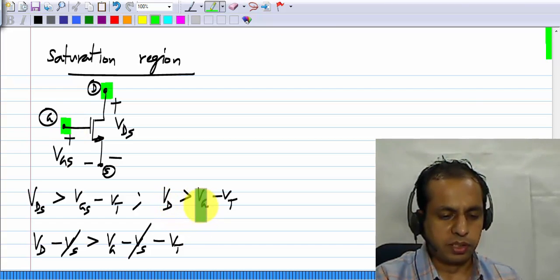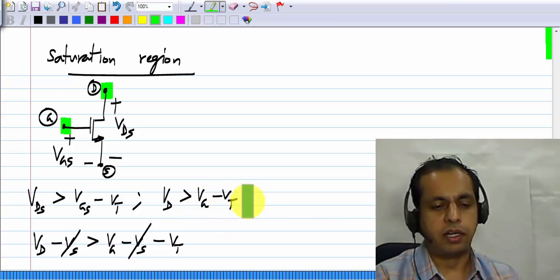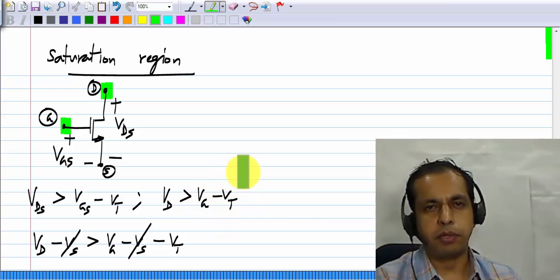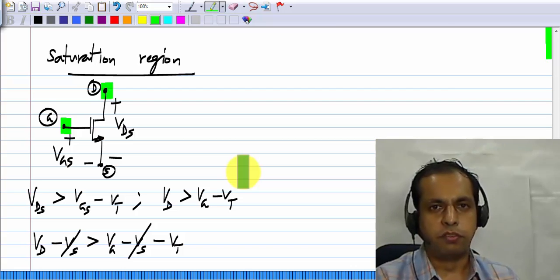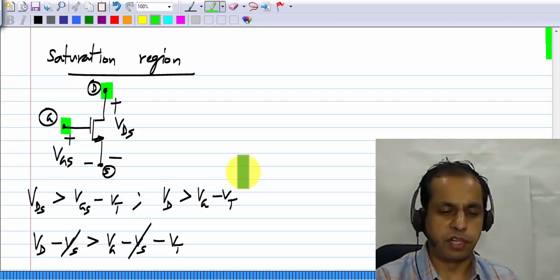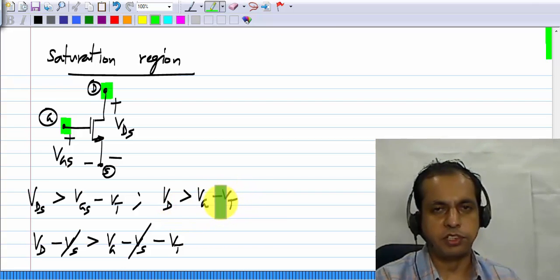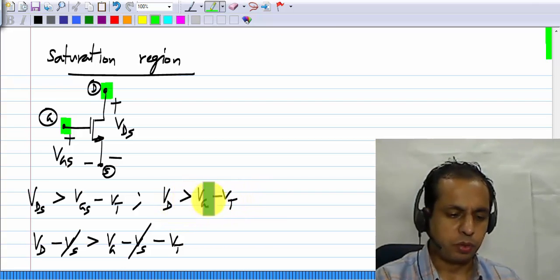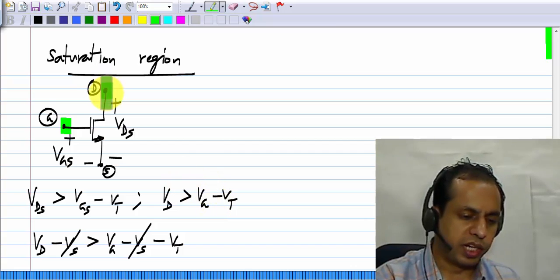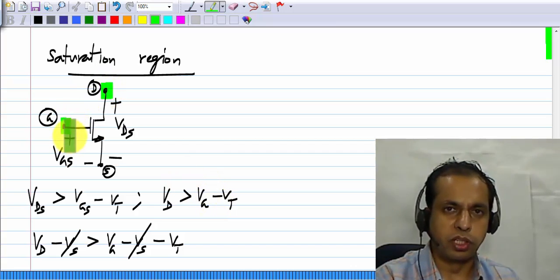What is this saying? The drain voltage has to be more than gate voltage minus Vt, and Vt in general can be negative or positive, although for the most often used variety of transistors it is positive. So we will continue the discussion assuming that Vt is positive. So what is this saying? The drain voltage can go below the gate voltage, but not by more than 1 Vt.